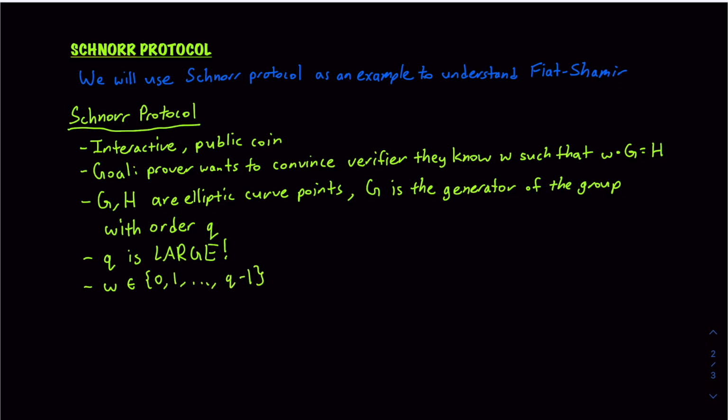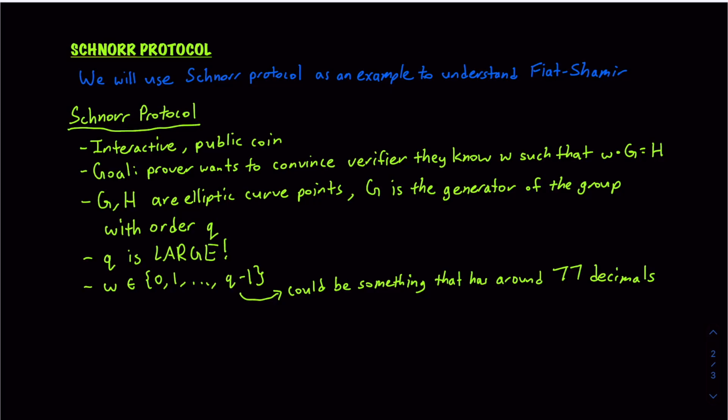To make that concrete, if Q is a 256-bit prime, then Q minus 1 is a number on the order of 2 to the power 256. That's a number with roughly 77 decimals. In other words, there are an enormous number of possible values for W, and only one of them satisfies the equation W times G equals H.